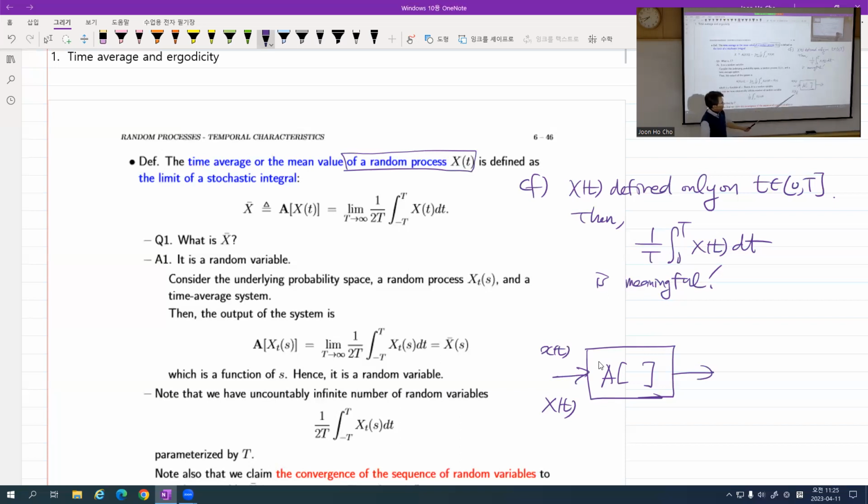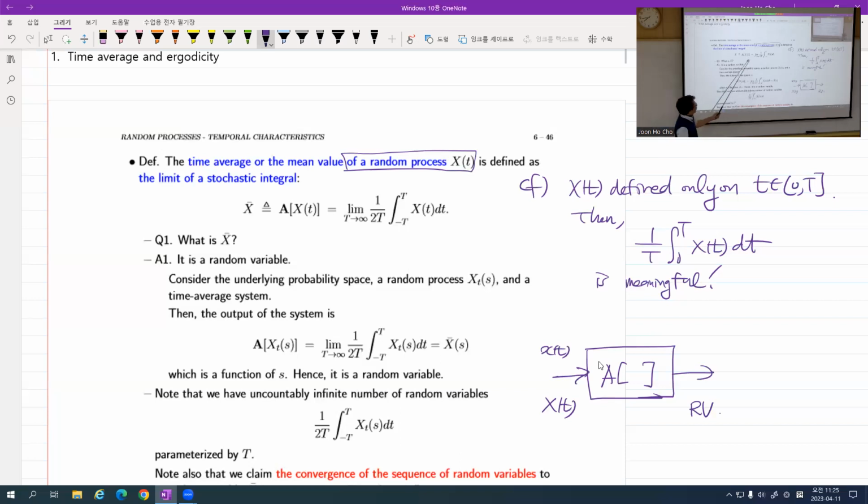Now, suppose x of t is a real valued random process. Then the output is a real scalar with uncertainty, because you don't know what the realization of x of t is. So in this way, you understand that the output must be a random variable, because it's a scalar with uncertainty. So it's a random variable. Got it? That must be the first thing you have in mind.